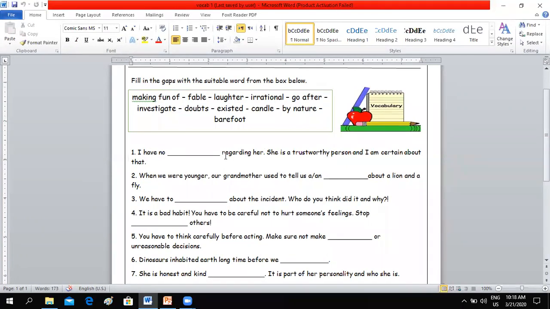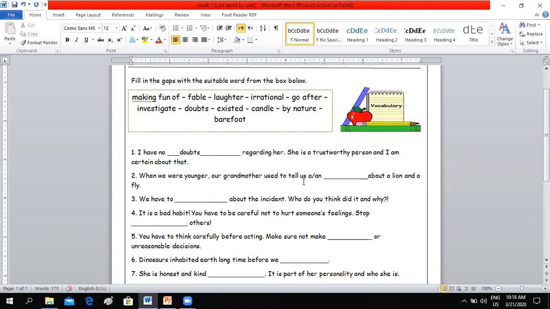I have no doubts regarding her. She's a trustworthy person, and I am certain about that. When I am certain or uncertain, then I am having doubts. I have no doubts regarding her.